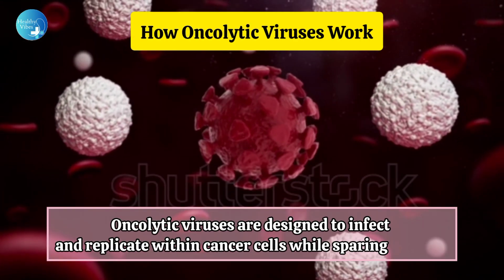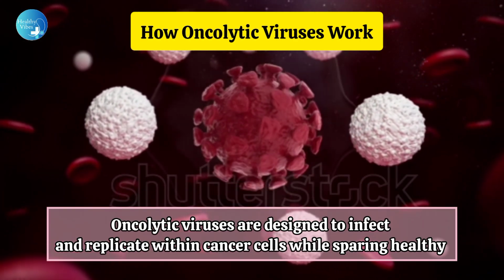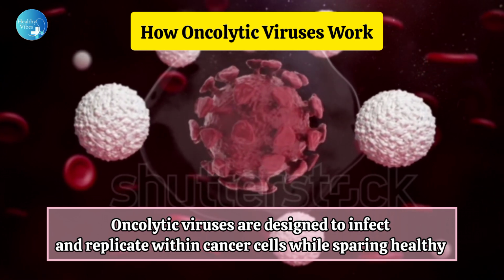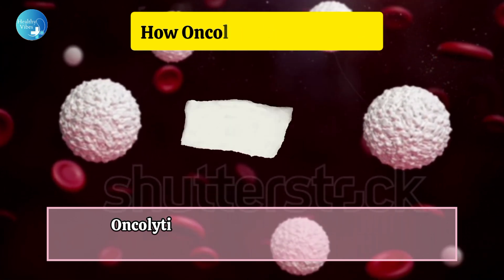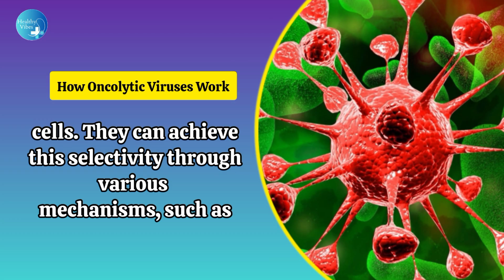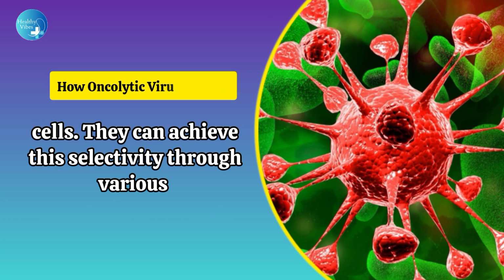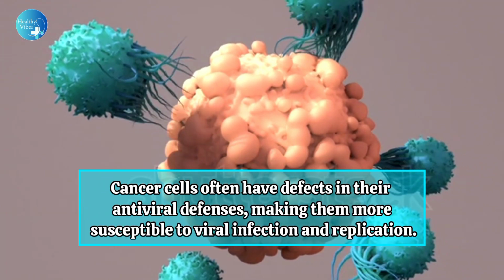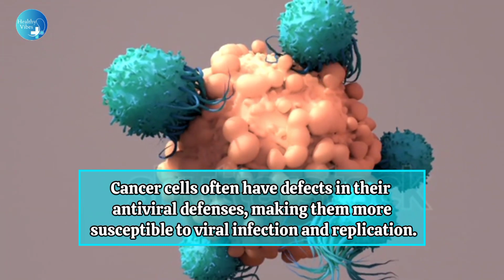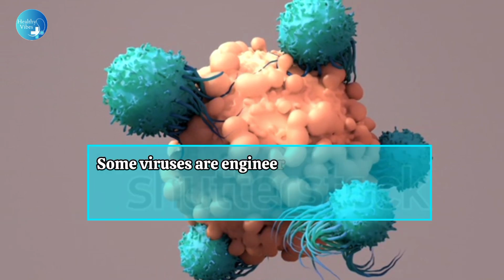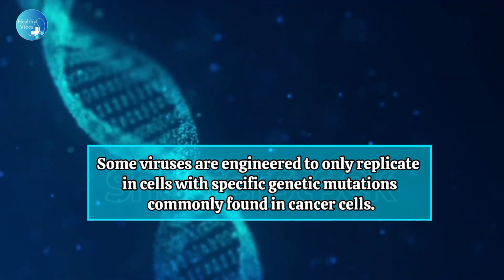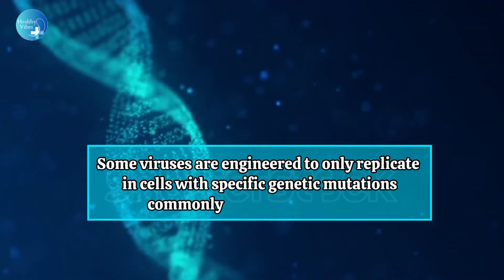How oncolytic viruses work. Oncolytic viruses are designed to infect and replicate within cancer cells while sparing healthy cells. They can achieve this selectivity through various mechanisms. Cancer cells often have defects in their antiviral defenses, making them more susceptible to viral infection and replication. Some viruses are engineered to only replicate in cells with specific genetic mutations commonly found in cancer cells.